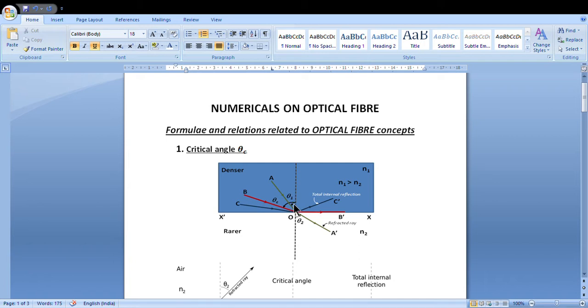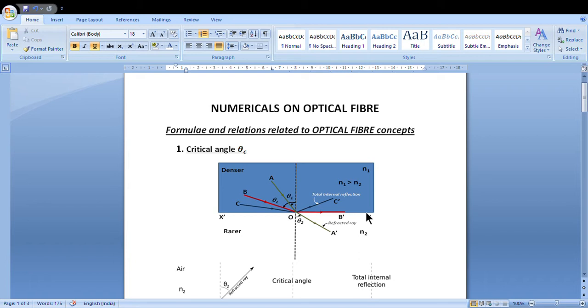Since the ray is traveling from the denser to the rarer medium, the refracted ray, OA', bends away from the normal, creating theta2, the refracted angle. Due to N1 being greater than N2, this happens. If the same ray had traveled from rarer to denser, the case would be different: the refracted ray would bend towards the normal, not away from it. This is one of the important consequences of Snell's law.